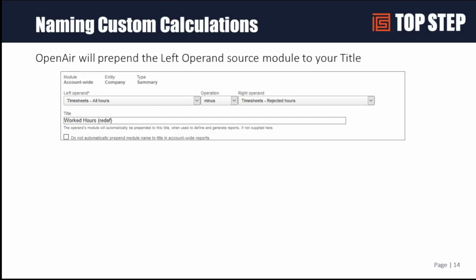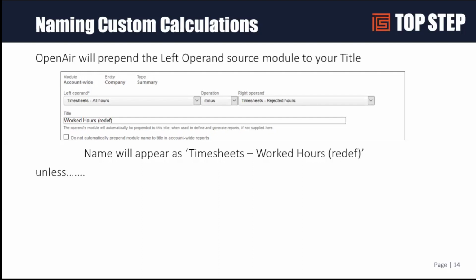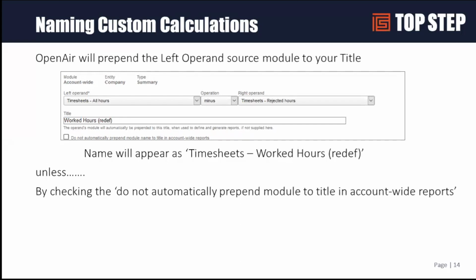Unfortunately, the way it's set up right now, you're going to find this reporting value in the full list of all the things that you can report on. It's going to be called timesheets dash worked hours redef. And the reason why is it's pulling the module from the left operand. So it doesn't matter how far back you have to trace the original equation. Whatever the left operand module is, that's the module that gets associated with your custom calculation, okay? Unless there's a little box there at the bottom that says do not automatically prepend module name to title in account-wide reports.